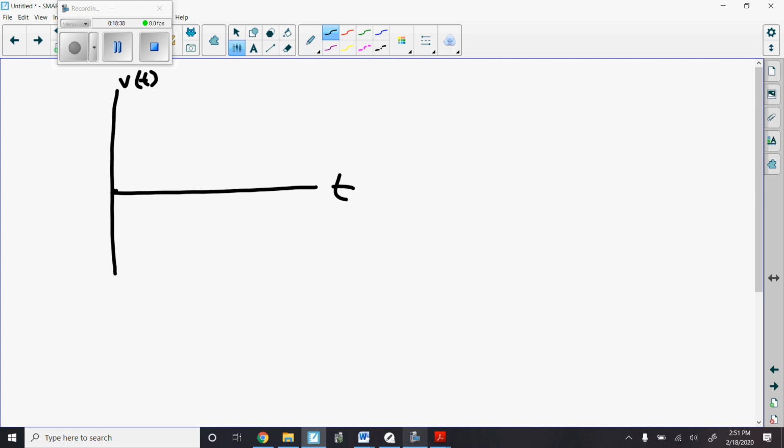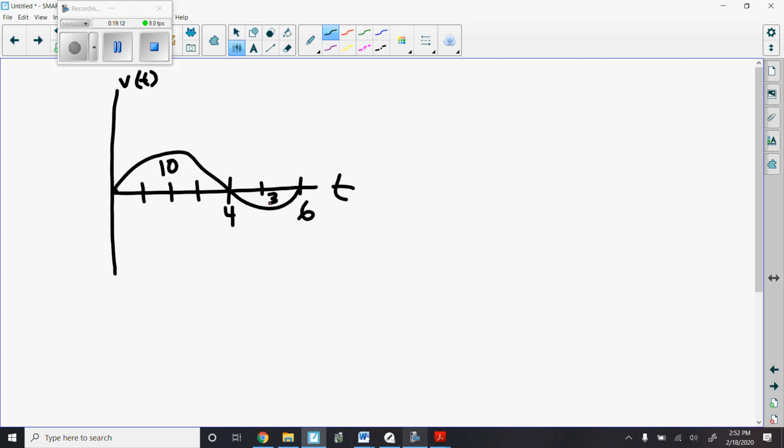So let's say we have a graph that looks something like this. Let's say 0, 1, 2, 3, 4, 5, 6. Let's say that this area was an area of 10, and this area is an area of 3. Okay. So again, I just have a velocity graph here. And again, they could ask several different questions. Here's what they're going to tell you.